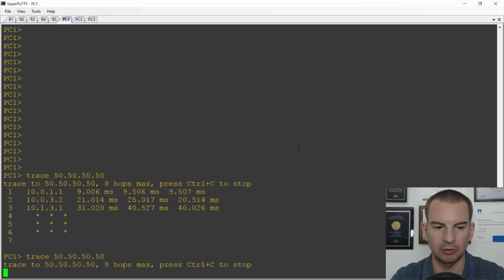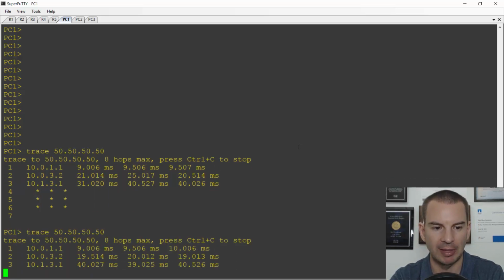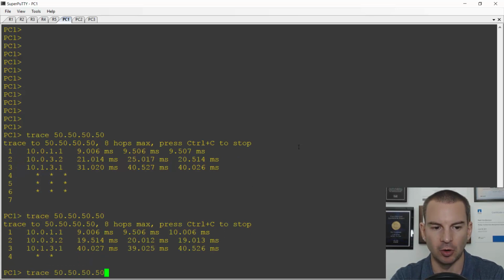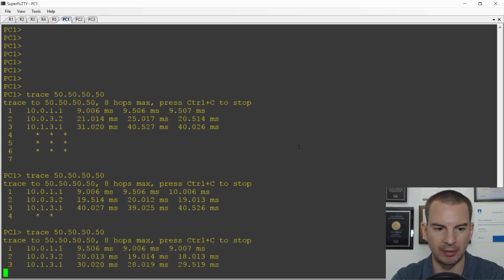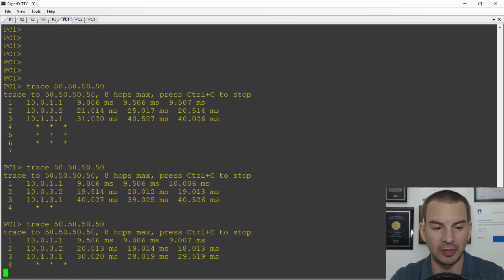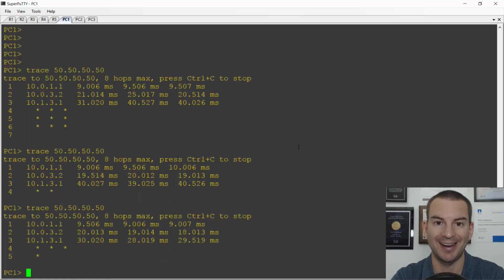But let me tell you the way that the load balancing algorithm works as well. If I keep doing a trace between the same source and destination, you'll see that it is always going to take the same path. So from PC1 to 50.50.50.50, it's always going via R5. The way that the load balancing algorithm works is it's based on a hash between the two different hosts. So traffic from one host to another host between the same two IP addresses, the same ports, is always going to go over the same path.